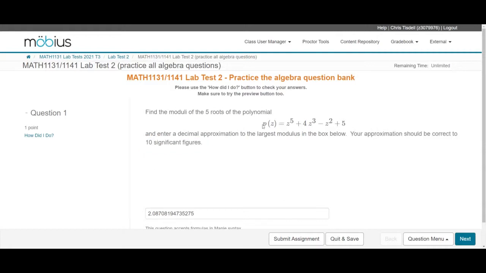Okay, so we've got a polynomial. We want to find the moduli of the 5 roots and then choose the biggest one. Not too difficult with that one.